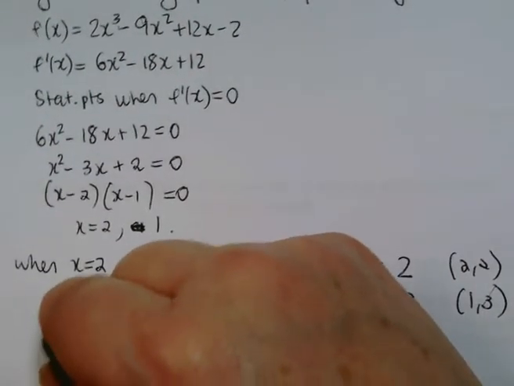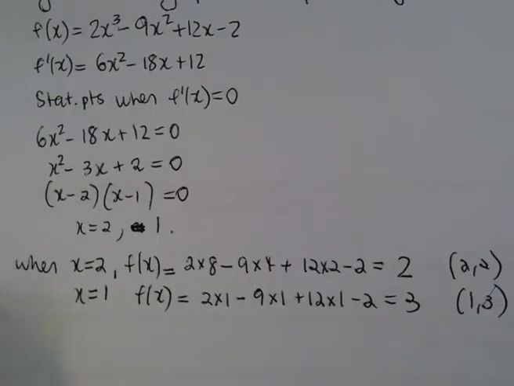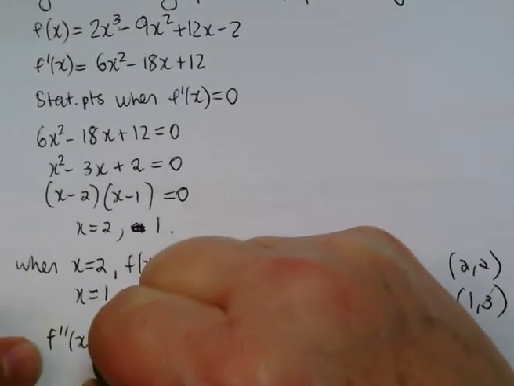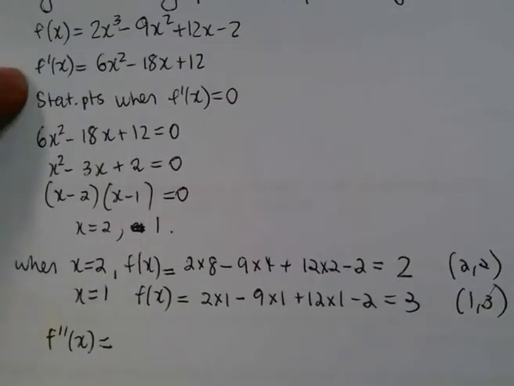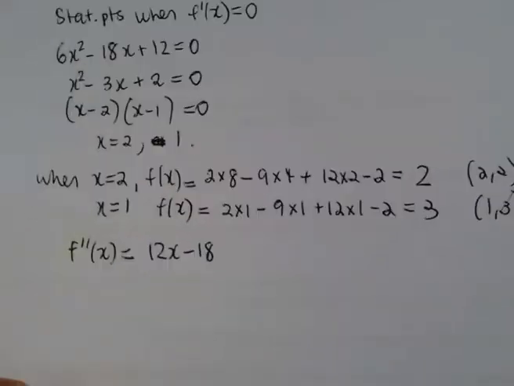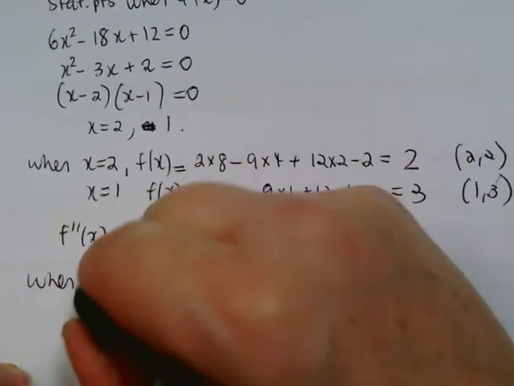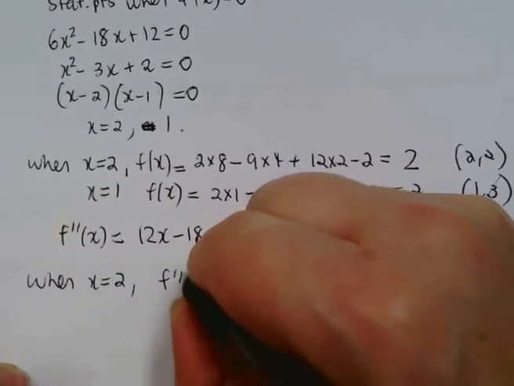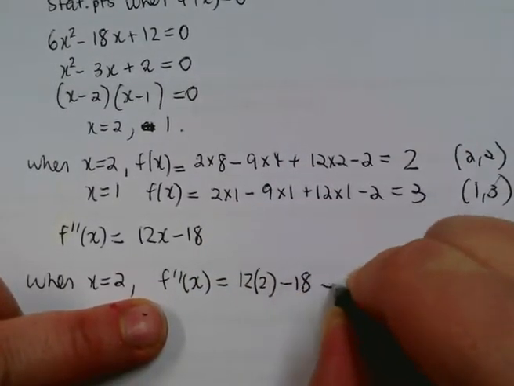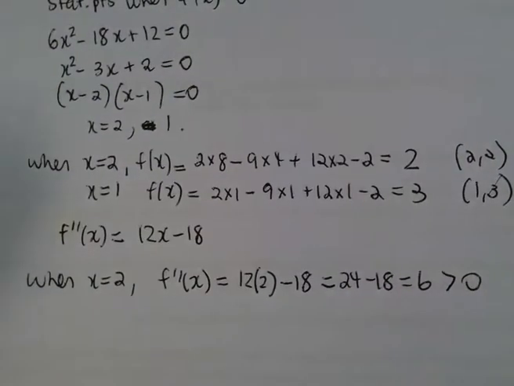So what we do to determine their nature is find the second derivative. So we now have f double dashed x equals, you do the second derivative from the first, and you get 12x minus 18. And all you do now is substitute in your x values. Then we say, when x is 2, the second derivative is 12 times 2 minus 18, which is 24 minus 18, which is 6, which is greater than 0.